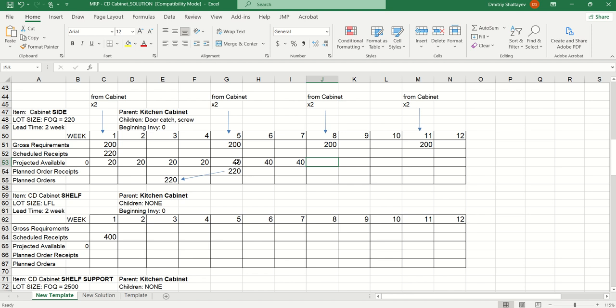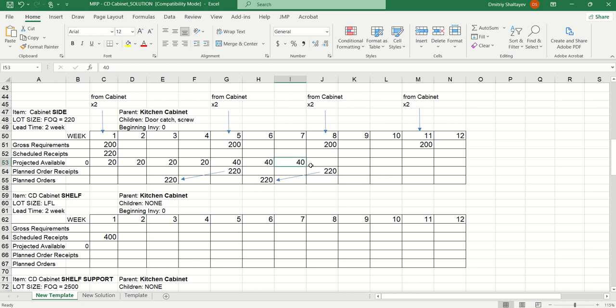Week 8 comes along. 40 is not enough, which means that I'm planning to receive 220 units. Two weeks is the delivery lead time, so that should be started in week number 6. And I'll show the connection with the arrow like this. All right, so 220 are arriving.